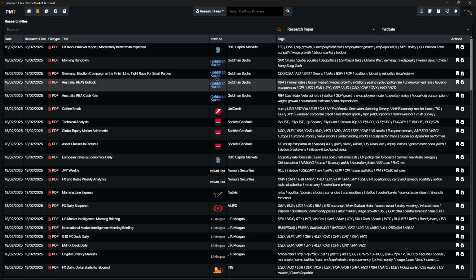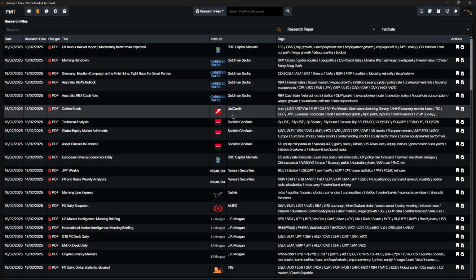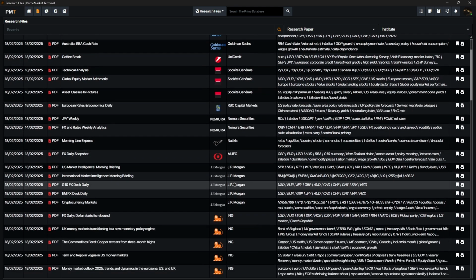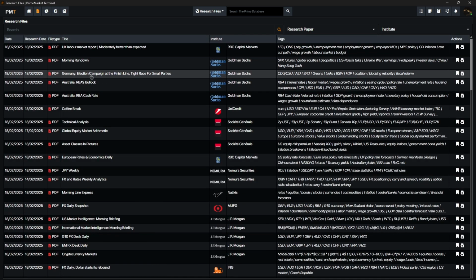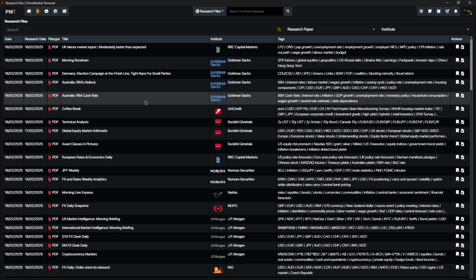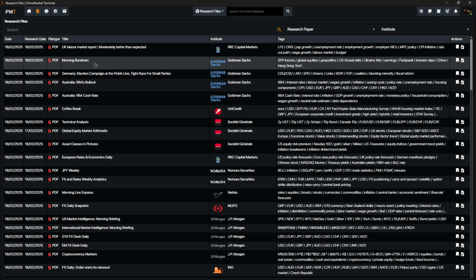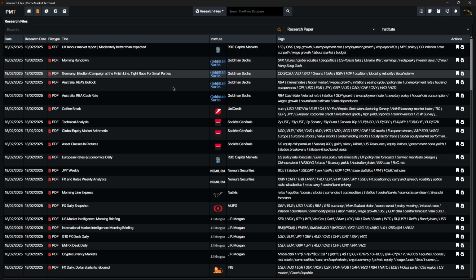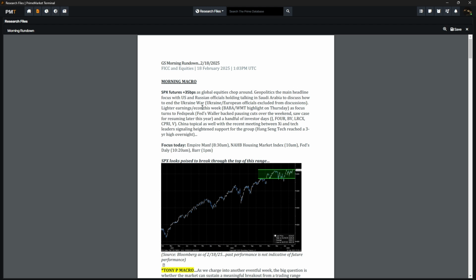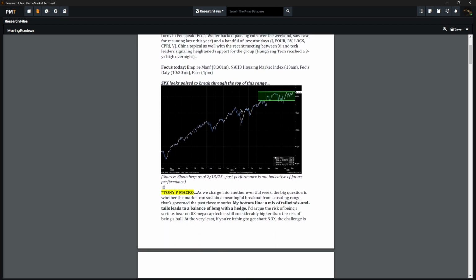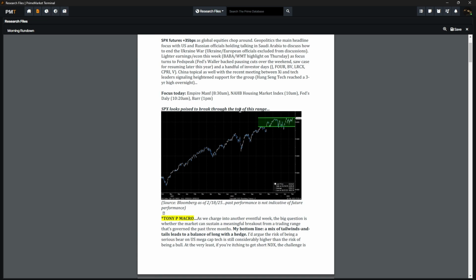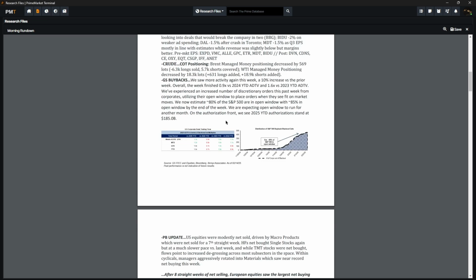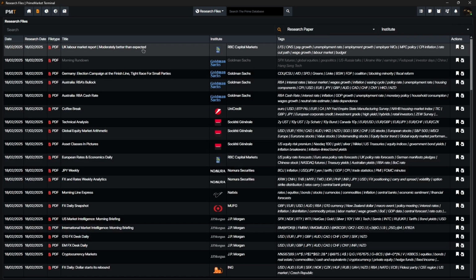So most of these research are research from banks. So Goldman Sachs, RBC Capital, UniCredit, MUFG, JP Morgan, and these are private. These are sent to investors and clients of the banks, and you are able to read all of this. So you have like morning rundown. You can see what Goldman Sachs are thinking about in the market. They are sending their analysis of the S&P and whatever and this and that. You can basically look at all of these stuff right here, right?